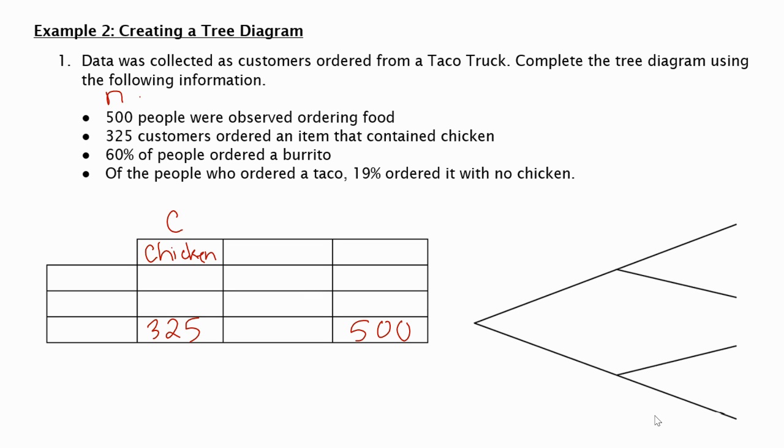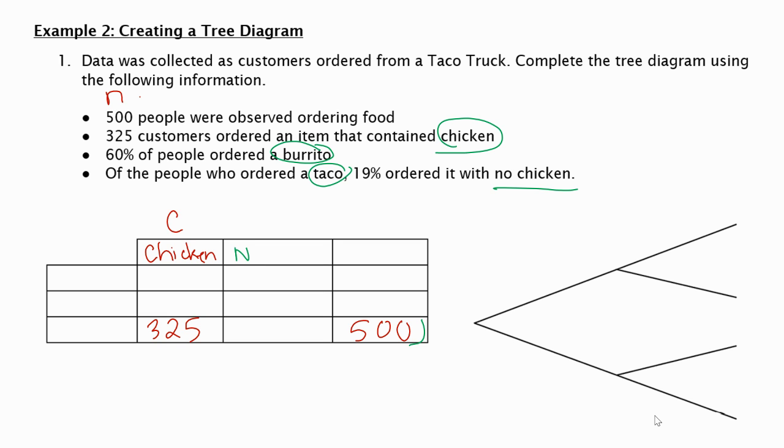It then says 60% of people ordered a burrito. So there's 500 people, and we're going to say 60% ordered a burrito. And then I'm going to read the next line just to see what I'm comparing here. It says, of the people who ordered a taco, 19% had no chicken. Okay, so what I basically see here are some identifiers. So I see something with chicken, a burrito, a taco, no chicken. So that's going to help break up those categories.